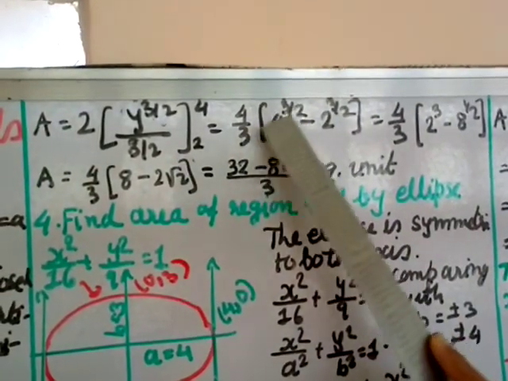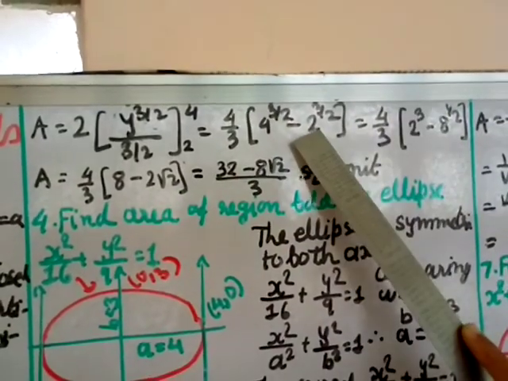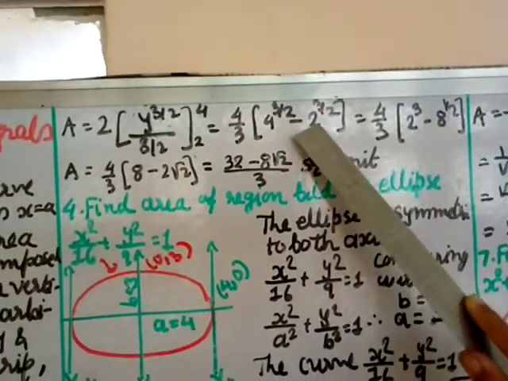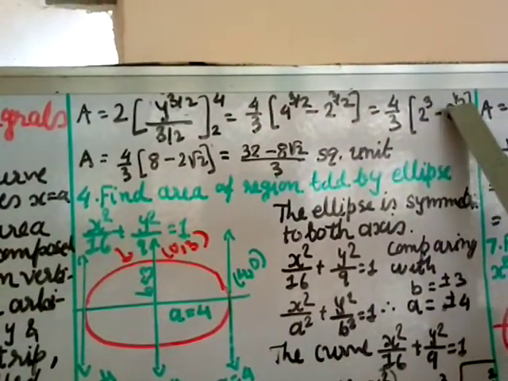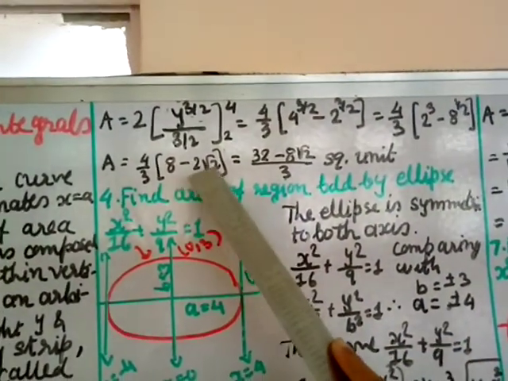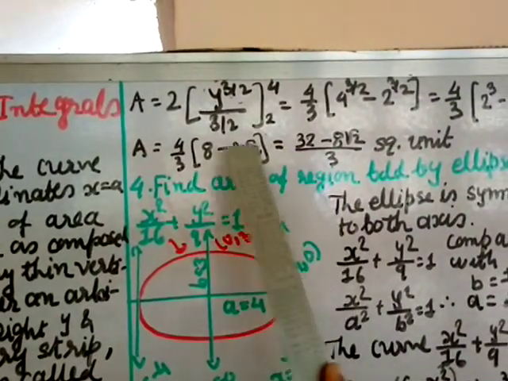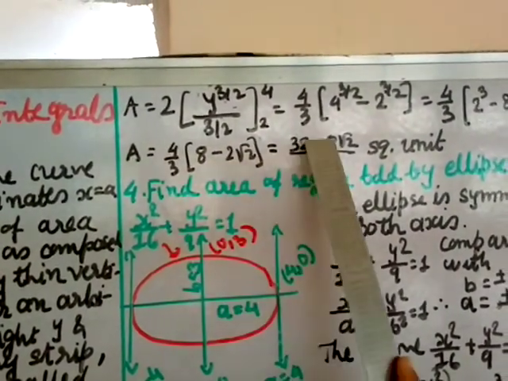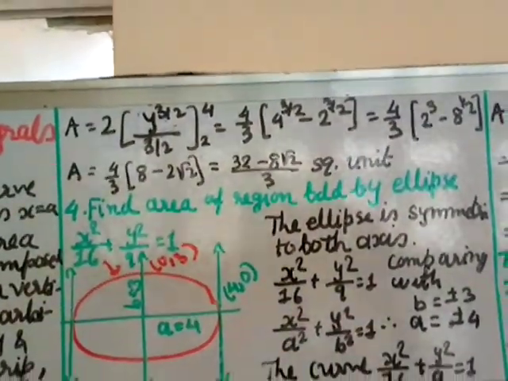First I will find the 1 by 2 power of 4, that is 2, and 2 cube is 8. And for 2 power 3 by 2, 2 cube is 8 and 8 power 1 by 2, that is the square root of 8, is 2 root 2. I just multiply inside, 4 into 8 is 32 by 3, minus 4 into 2 root 2, that is 8 root 2 by 3, written together. That is the answer for question number 3.